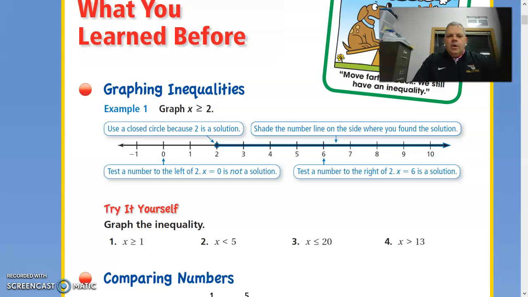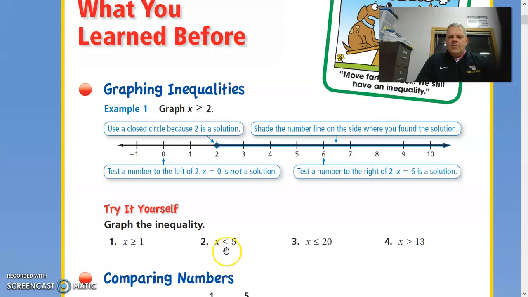So one of the things that we are trying to do is graph inequalities, and you can see in this first one, we've got x is greater than or equal to 2, and because we're at 2 and it is included because of this equal to, we have a closed circle here. So then we will graph everything that is bigger than 2, so we will have a graph that looks like this. Again, they talk about the tested number to the left, so 0 is not a solution. Is 0 greater than or equal to 2? No. Tested number to the right, so they chose 6. 6 is greater than 2.